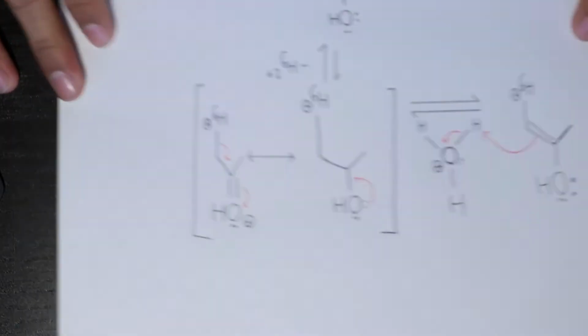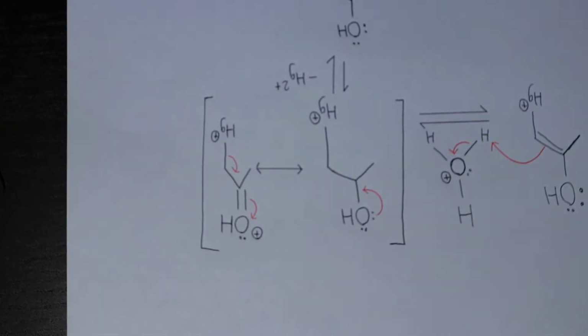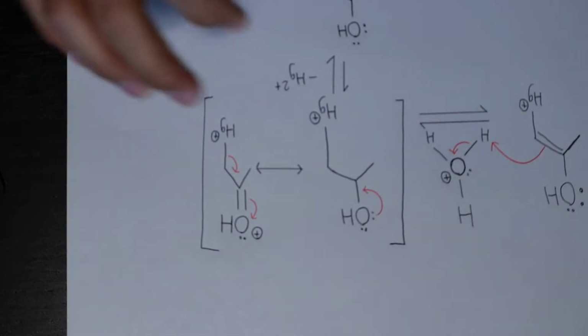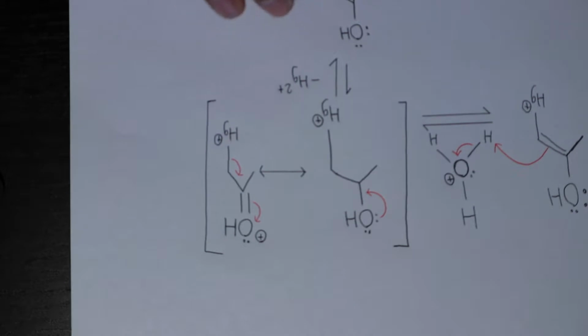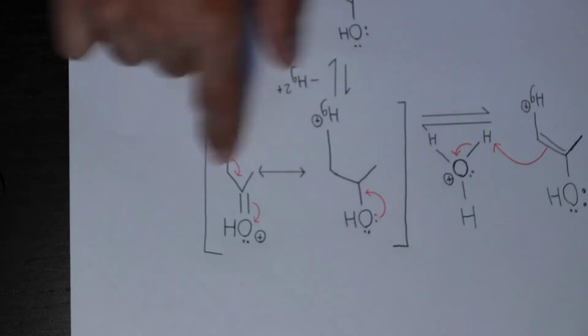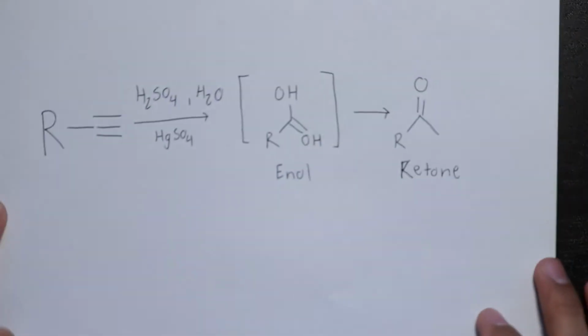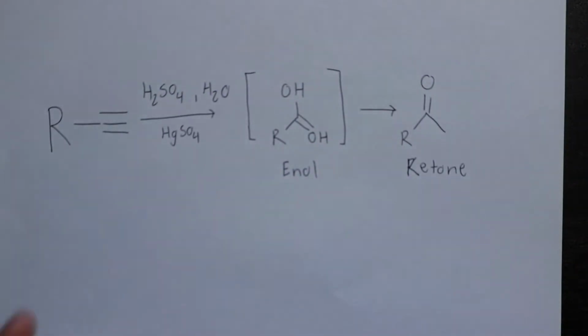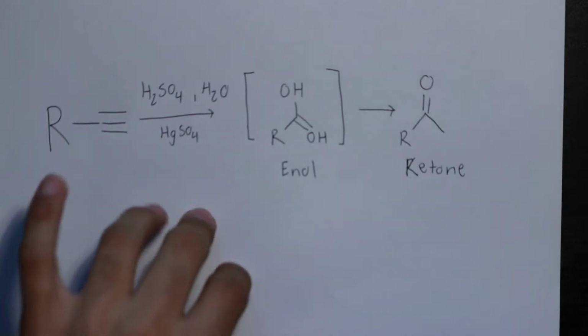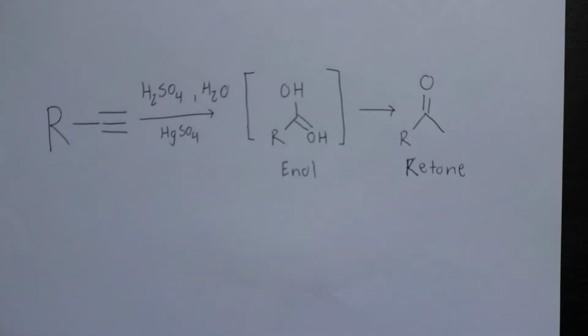Under these acidic conditions, hydrogen replaces mercury, forming an enol, but also forming a resonance structure. The compound formed is an enol. Acidic conditions rapidly convert the enol to a ketone. It should be noted that the enol is unable to be isolated.